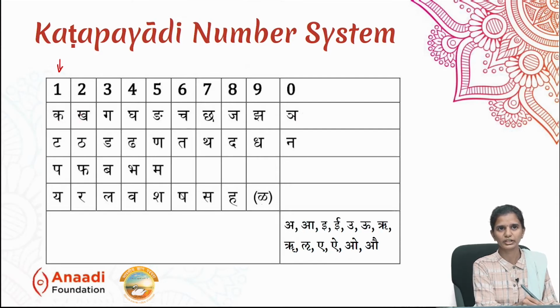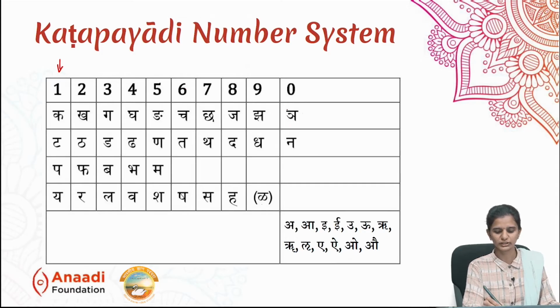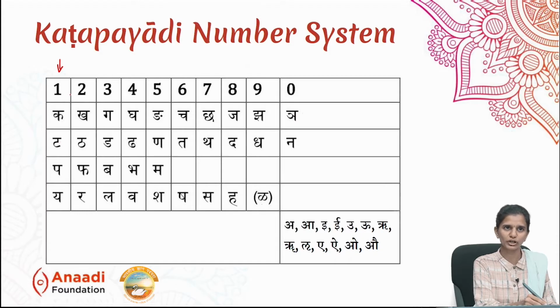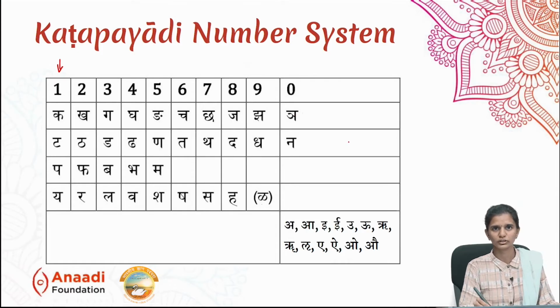So, Kha will have the value 2, Ga will have 3. Now, Cha will have 6. Now, when we write it like this, after Jha, we have Nya. This will have value 0. Note that here after 9, the value is 0. Then we have Ta, for which we have already given the value 1. So, Tha will have 2. So, this goes on, and then the letter Na will have value 0.